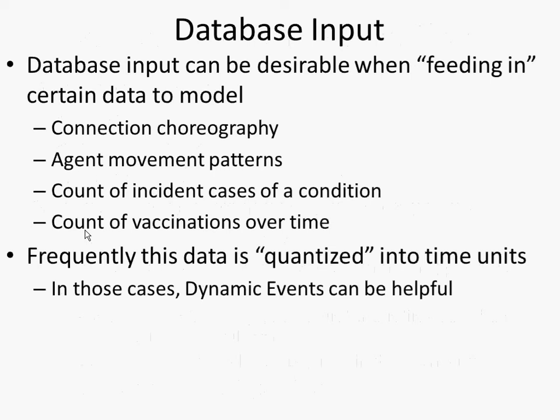Now, database input can be desirable when feeding data into the model. We also have models which do this, which read in initial population state or characteristics from databases. And this can be very good. At other times, we've basically used database information to choreograph connections being made and broken. These things can be helpful, and dynamic events can offer some help in this sort of database read-in context by batching things up into time units and then spreading them out over the course, say, of a year, as I spoke earlier.